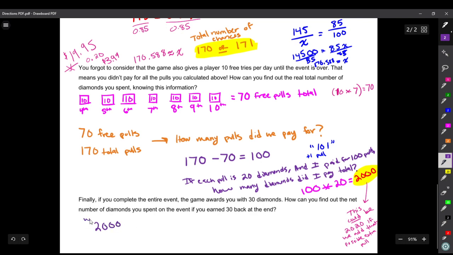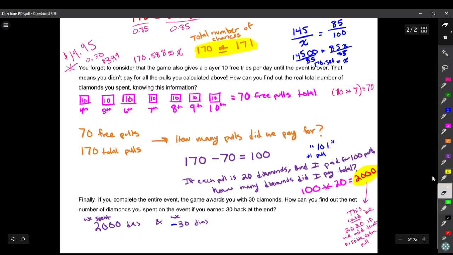So in this case, we spent 2,000 diamonds. We spent 2,000 diamonds, and we earned 30 diamonds. So you might think, okay, 2,000 and then we're going to add 30. But actually, since we're trying to figure out how much we spent, earning is the opposite of spending. So we can subtract 30 diamonds from our total number of spent diamonds because we actually got some diamonds back.